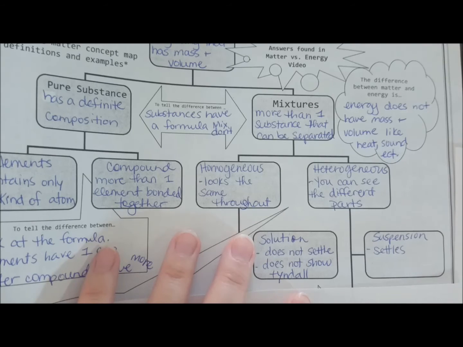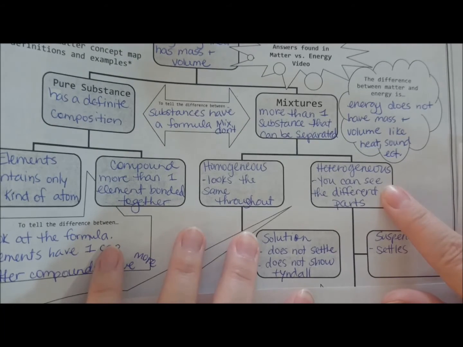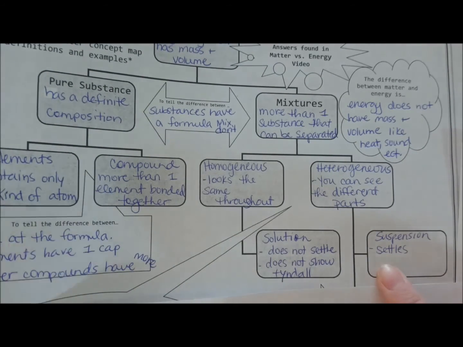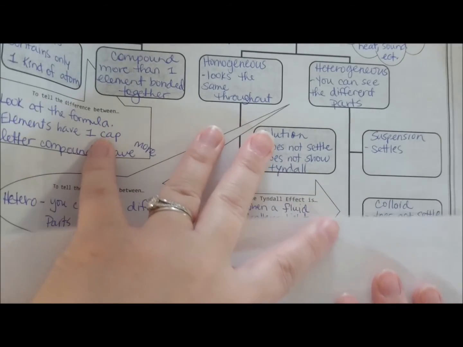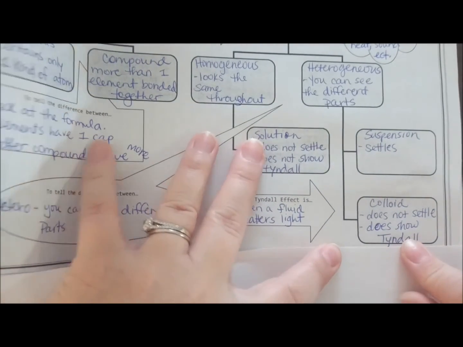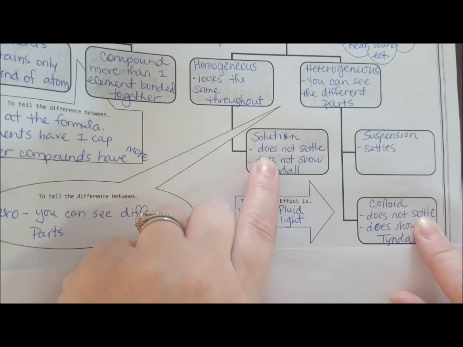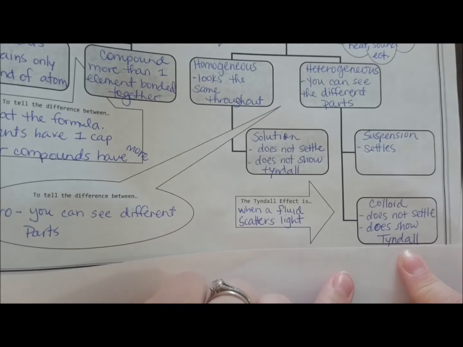Finally, we have two different kinds of heterogeneous mixtures. A suspension, and a suspension is a heterogeneous mixture. You can see the different parts, and one part is going to settle. It's either going to fall to the bottom, or you may see something floating on top. And the very last thing we're going to talk about is a colloid. A colloid does not settle like a solution, but it does show this Tyndall effect.